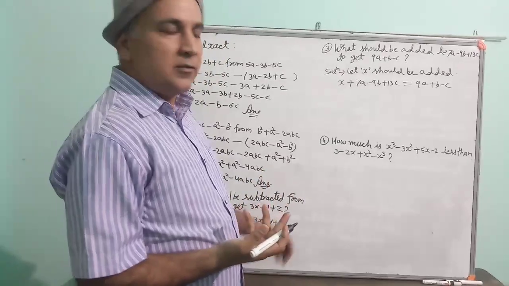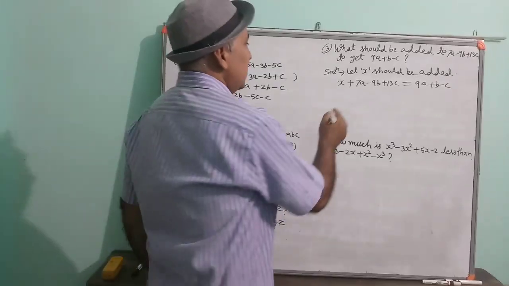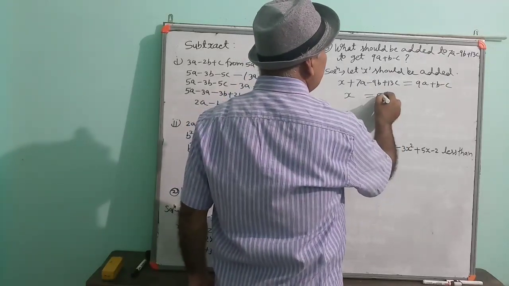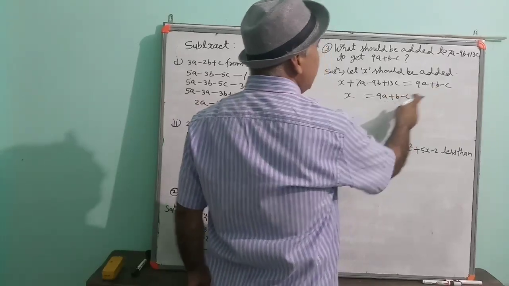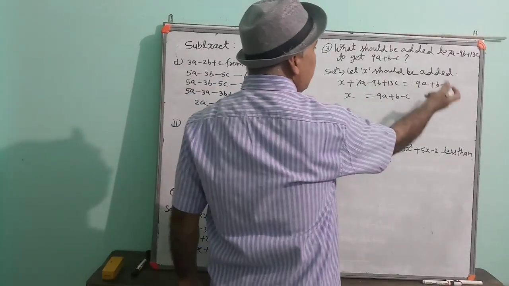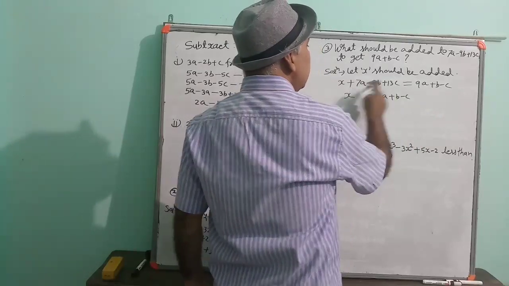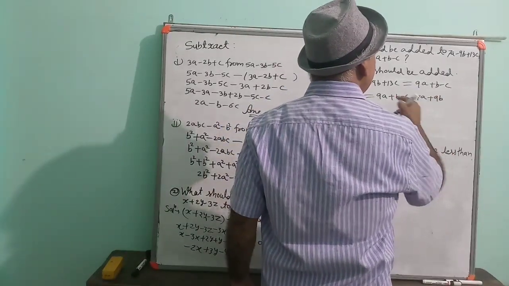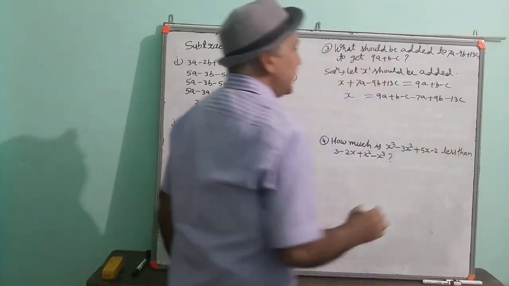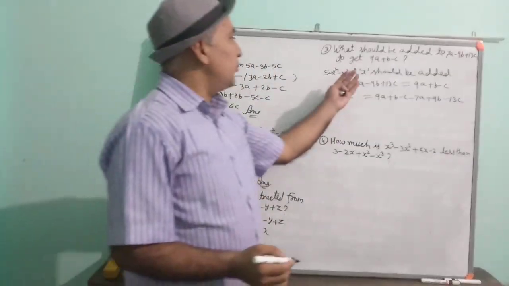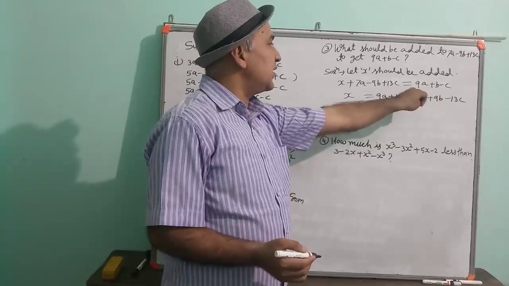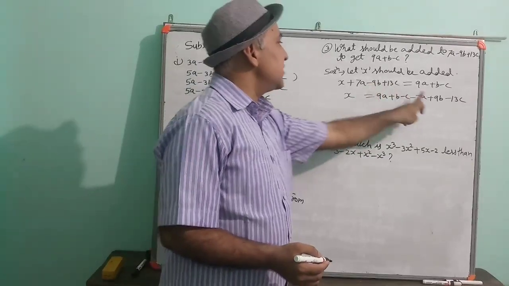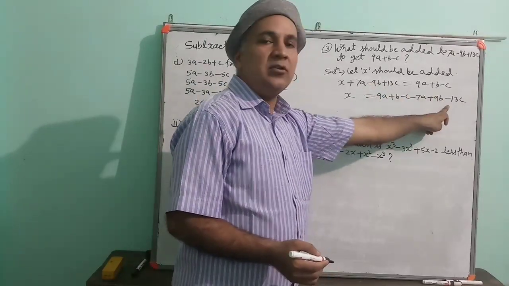See, your equation is ready. You have to find the value of x, then transfer all the numbers to the right hand side. 9a plus b minus c is the right hand side. Transfer this to the right hand side, then all the signs will be changed. Plus 7a becomes minus 7a, minus 9b becomes plus 9b, plus 13c becomes minus 13c. Understood? When an added or subtracted number is transferred to the other side of the equal sign, the sign is changed. Plus is changed into minus, and minus is changed into plus. Okay?